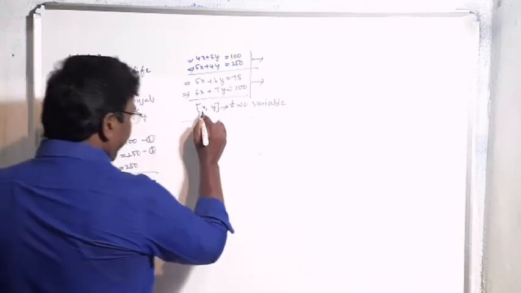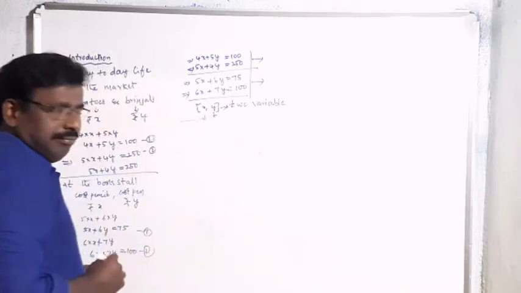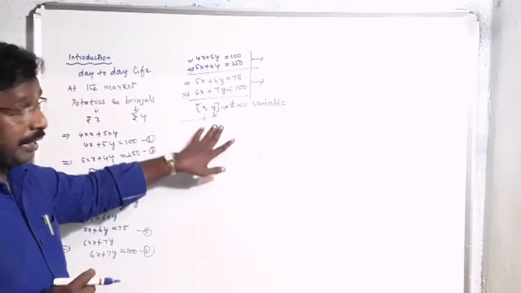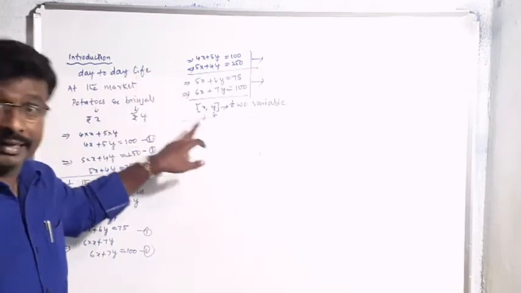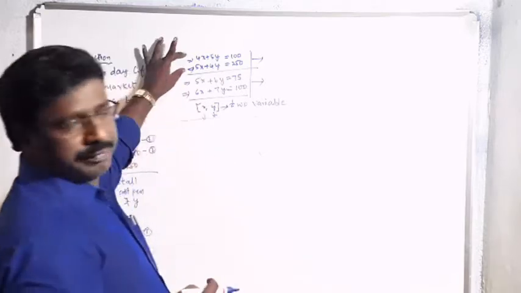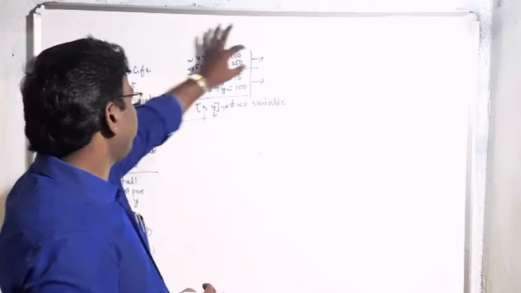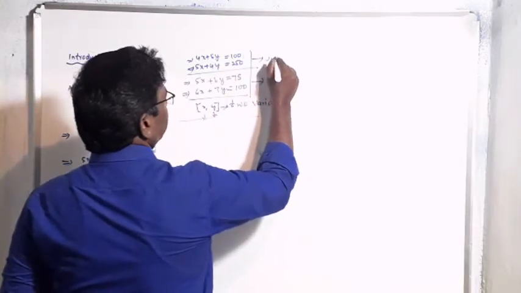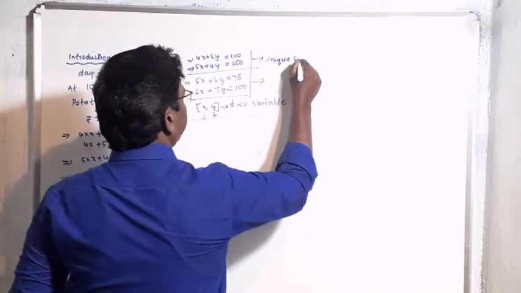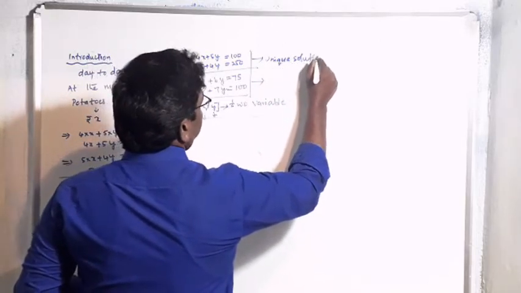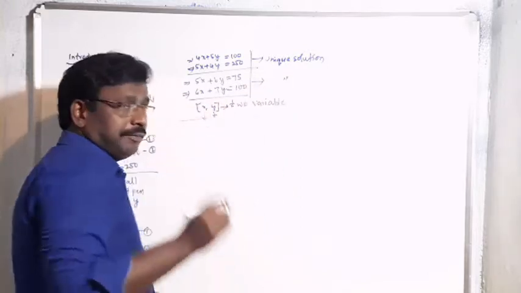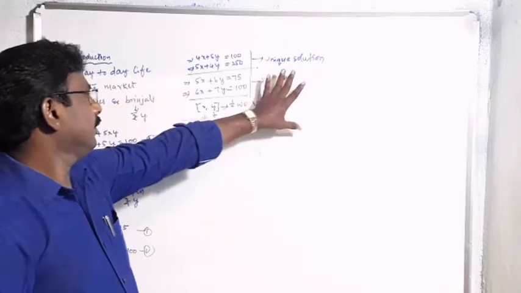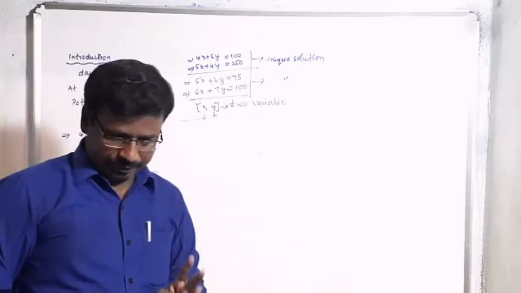To find the x value and y value, you will get the answers. X and y both satisfy these two equations. You know, from these you will get one unique solution. Unique solution here. And here also you will get one unique solution. This solution also satisfies these two equations.